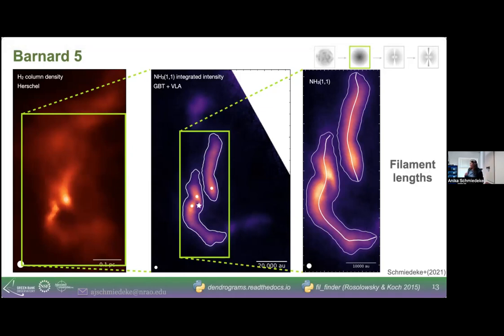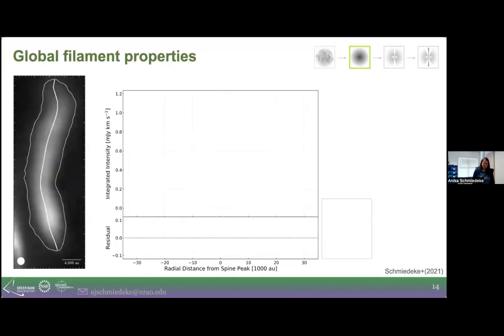From that, I was able to determine the filament lengths, which are just 0.24 and 0.31 parsecs. So these are fairly short filaments. Then I decided to investigate the properties of the filaments in the exact same way that Arzoumanian has done in their study.